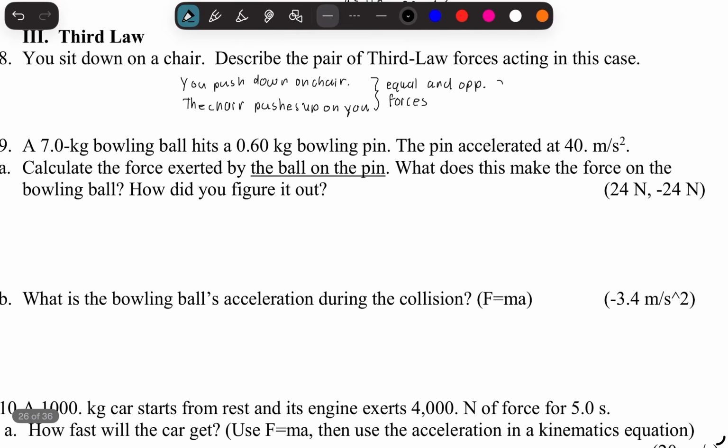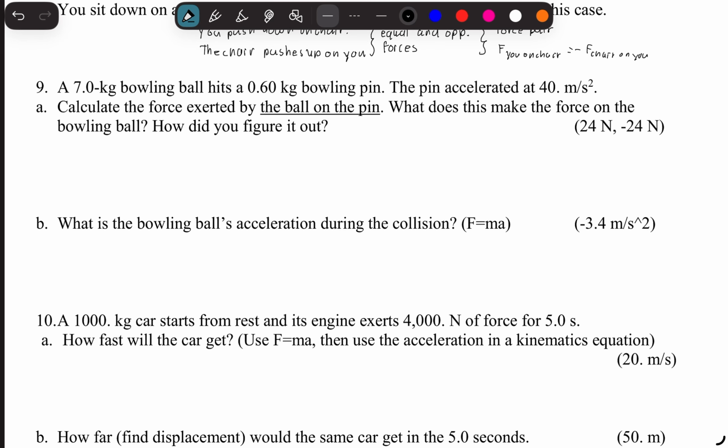So this is going to be a force pair. A force pair is the equal and opposite relationship. So F you on chair is equal to negative F chair on you. And this is Newton's third law.